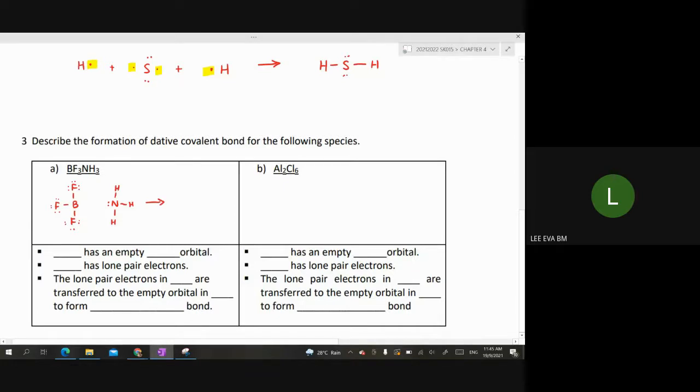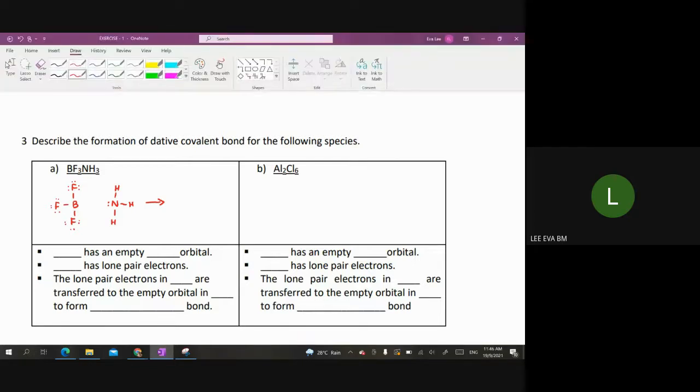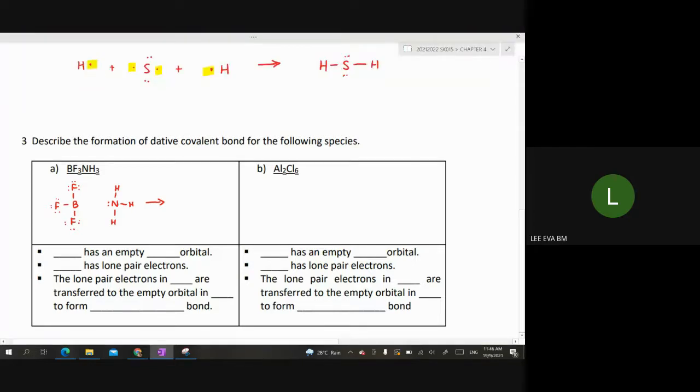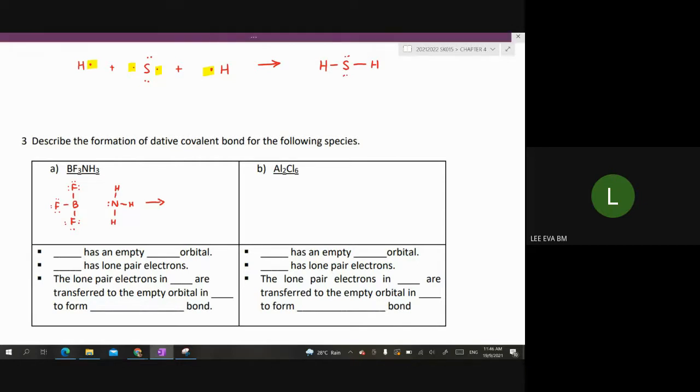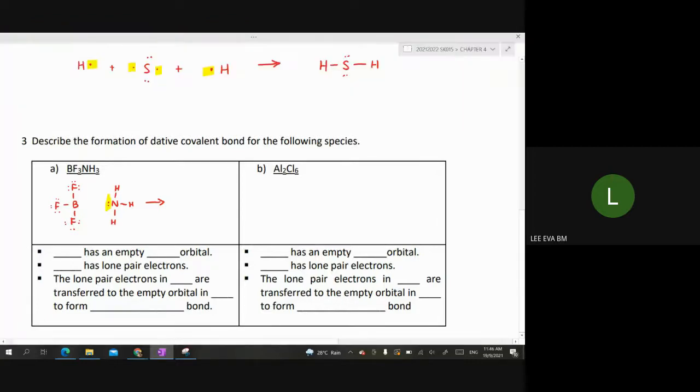Okay, so in this case, you need to identify where is the lone pair, which one is species A, where is the empty orbital, then where is species B. Okay, so anyone will tell me which one is species A with the lone pair? Well, we are focusing on the central atom. NH3 pergi ke BF3 ke? NH3 ada lone pair kan? Ni example tadi kan? Okay, so here is your lone pair. So that means NH3 is your species A.